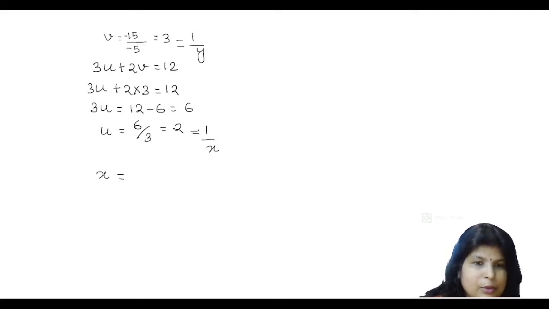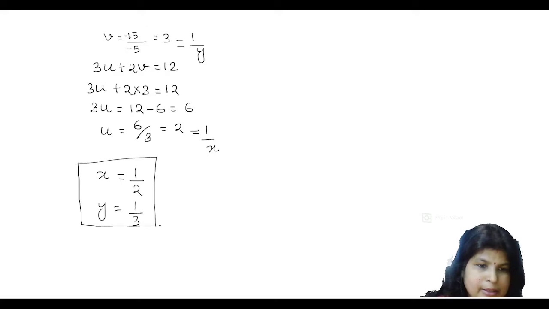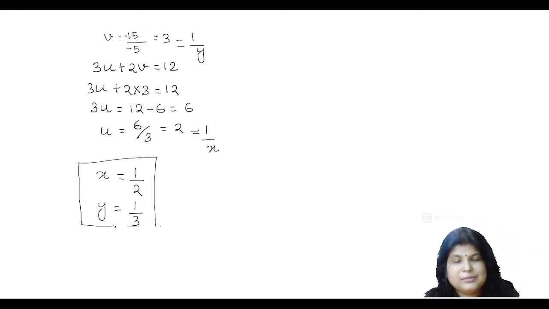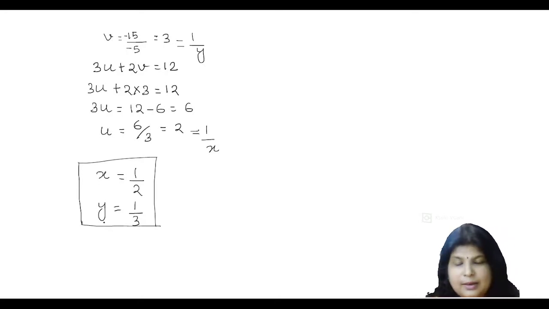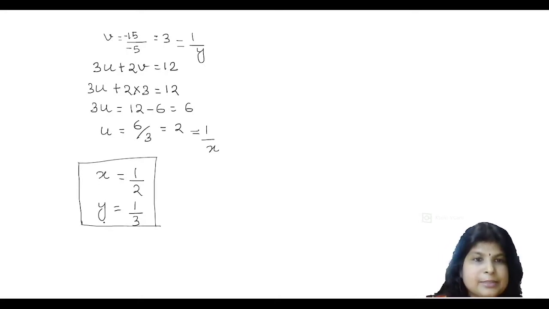So from this, what will be your value of x? x will be equal to the reciprocal of this. So x is equal to 1 by 2 and y is equal to 1 by 3. So this is the solution to the pair of linear equations. Correct, children? Hope you have understood this. Now let us go to the next problem.